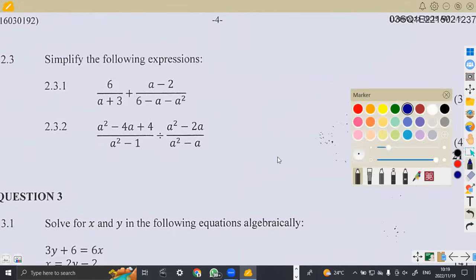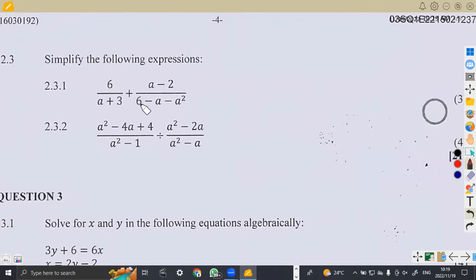The tricky part is, I want you to see something, the arrangement of the minus a, the minus a squared, the minus a, the 6 there. We can actually factor out a negative so that this can be a positive. So we can write this as 6 over a plus 3. The moment I factor out a negative, it's going to affect this side. So this was a plus, so it's going to change into a negative. So we've got negative a minus 2 over.